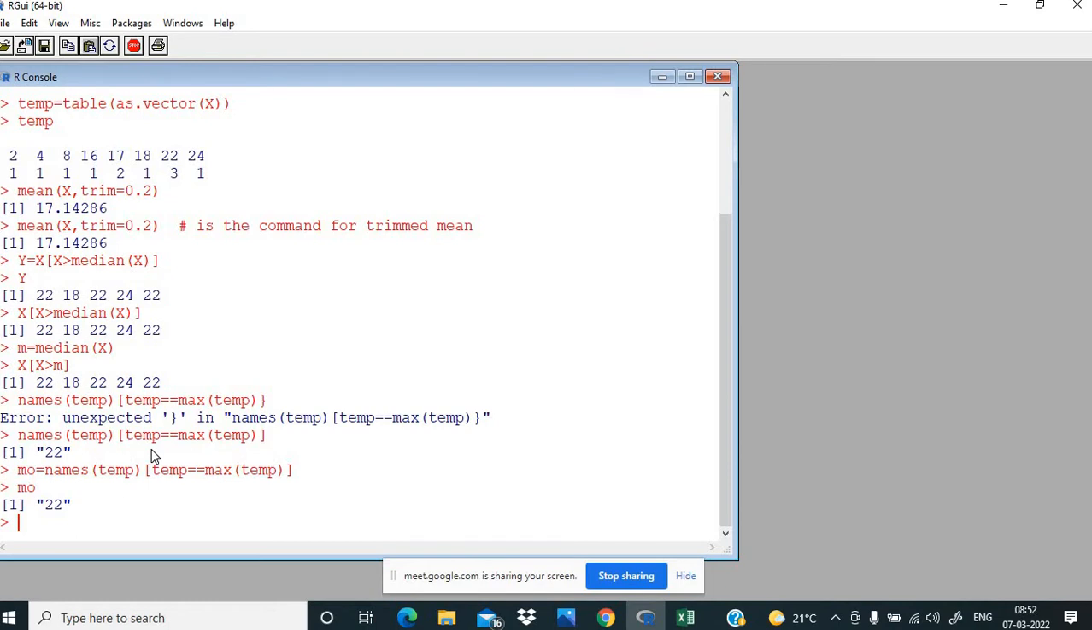So I can calculate gm as, let me give the name, gm equal to anti-log, which means e to the power, then mean of log x, capital X, because my series is capital X. I think it will work, or I need a bracket. Log x, I think I need a bracket for log x.